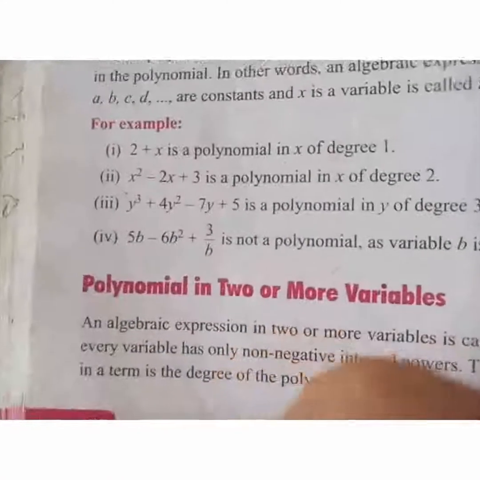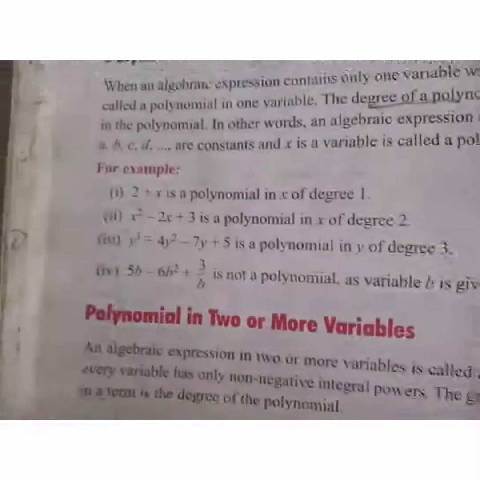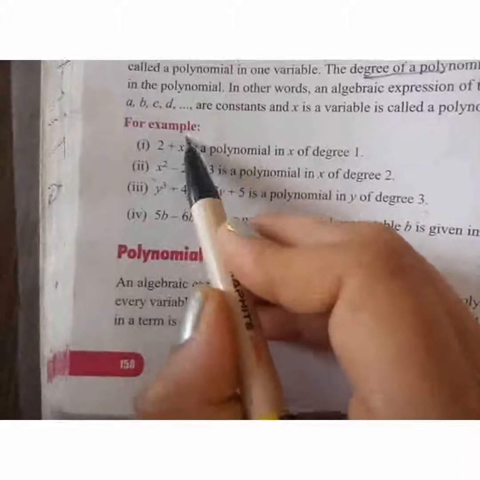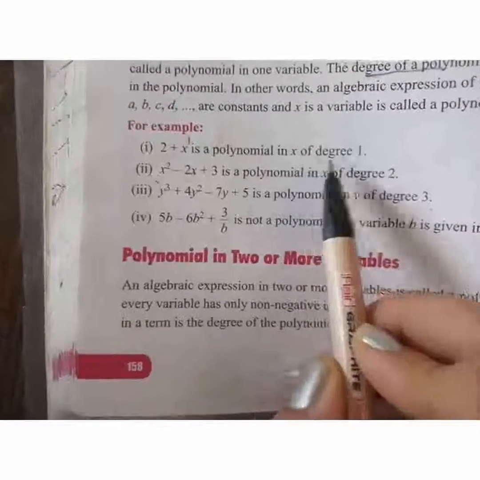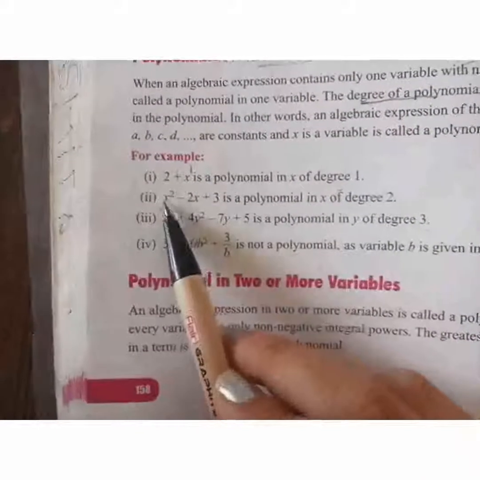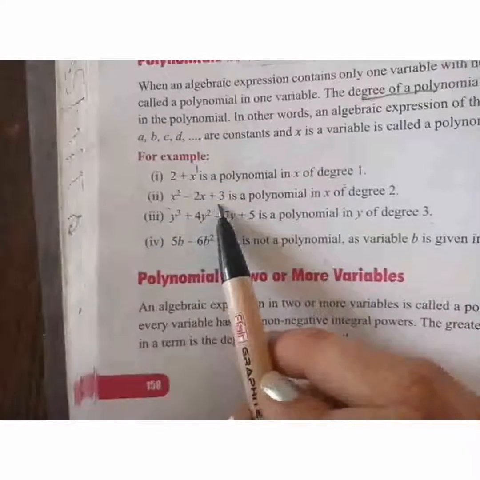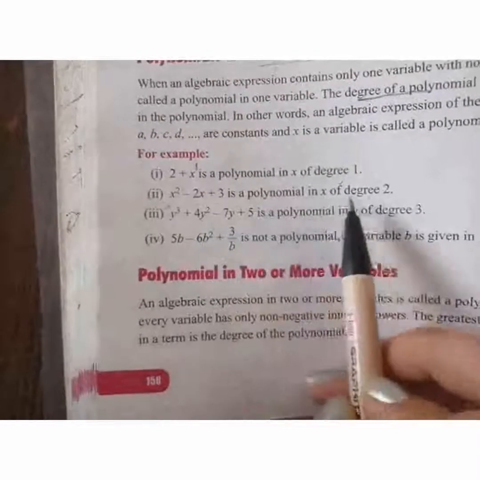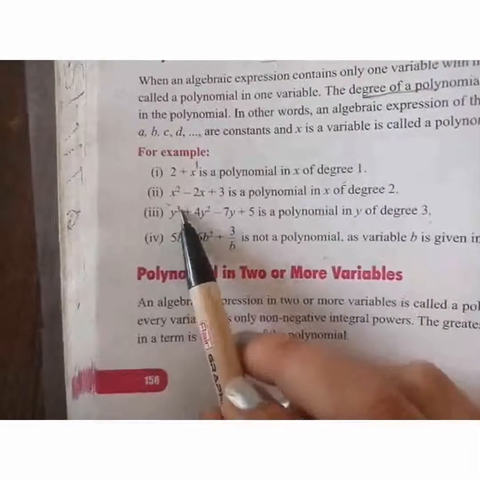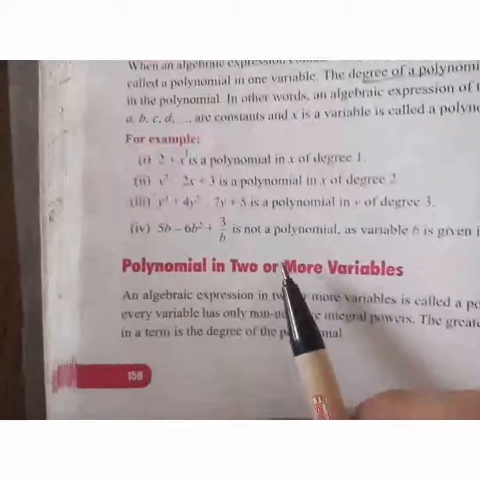The first example is 2 plus x. In this question we are using only one variable, that is x, and here x power is nothing, it means power 1. So this is a polynomial in x, degree is 1. In the second case, x square minus 2x plus 3. In this case x has power 2, so only one variable x is there, so it is a polynomial in x of degree 2. Similarly, in the other example also, the highest power is 3, so the degree of this polynomial will be 3.